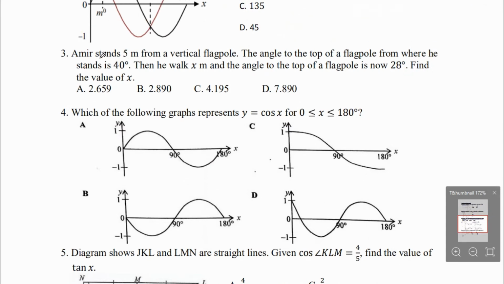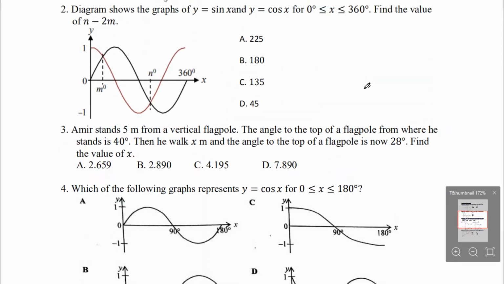Number 3. Amir stands 5 meters from a vertical flagpole. The angle to the top of the flagpole from where he stands is 40 degree. Okay, so let's say this is the flagpole and this is the ground. Amir is here. He is 5 meters away from the flagpole. The angle to the top of the flagpole is 40 degree. Then he walks x meter, and the angle to the top of the flagpole is now 28 degree.